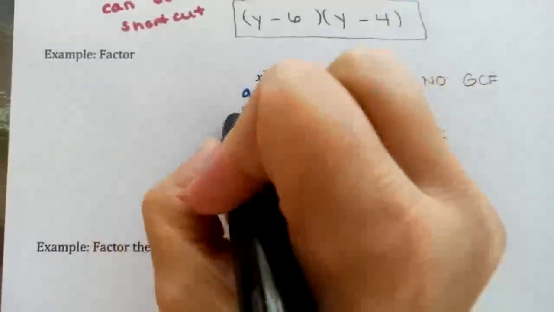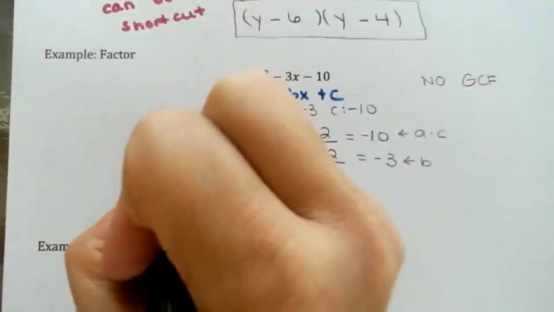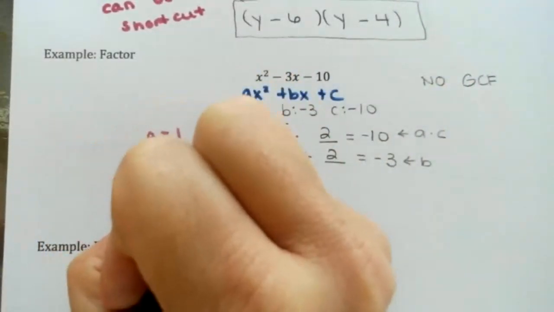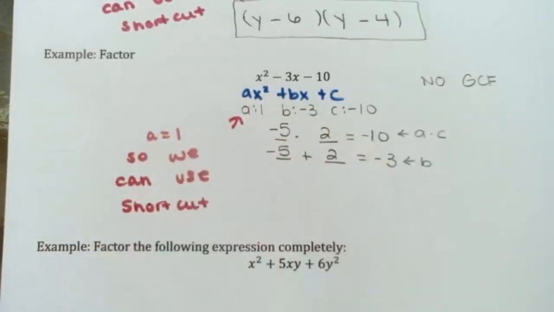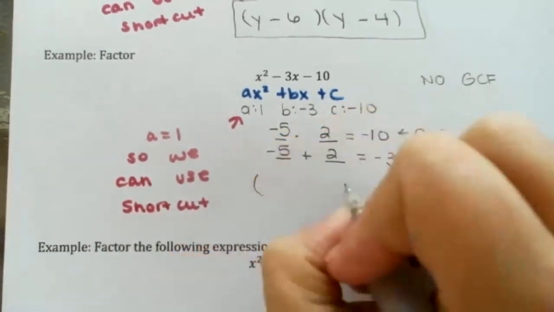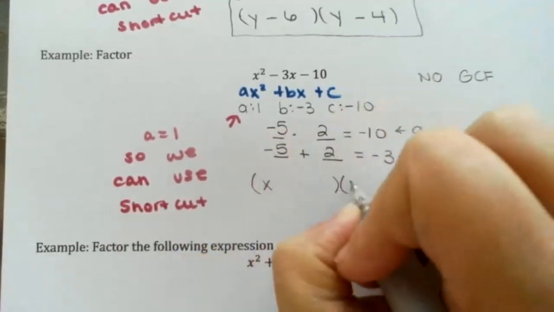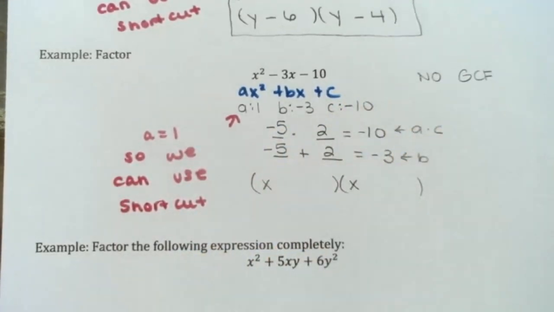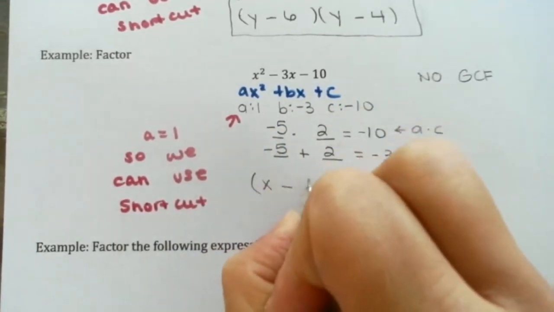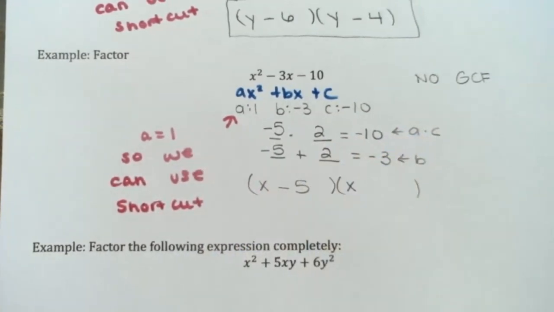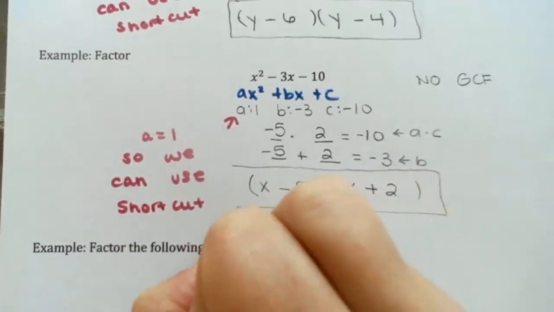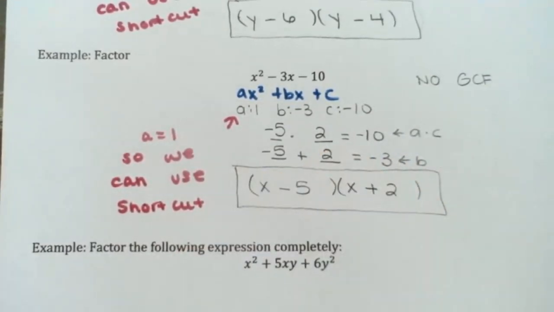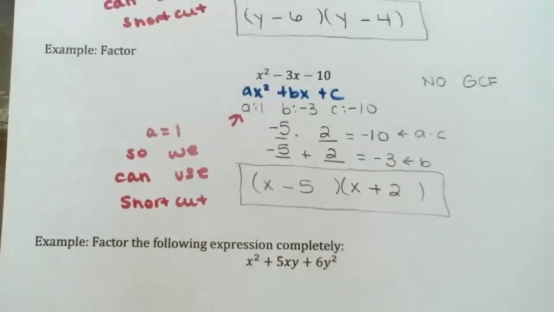So thankfully, our a value is 1. So we can use our shortcut. Our shortcut says we can go straight to our two factors. X is our variable. In our blank is negative 5. So x minus 5 is one factor, is one answer. Our other blank is positive 2. So x plus 2 is our other factor. Done. X minus 5 is a factor, x plus 2 is a factor.